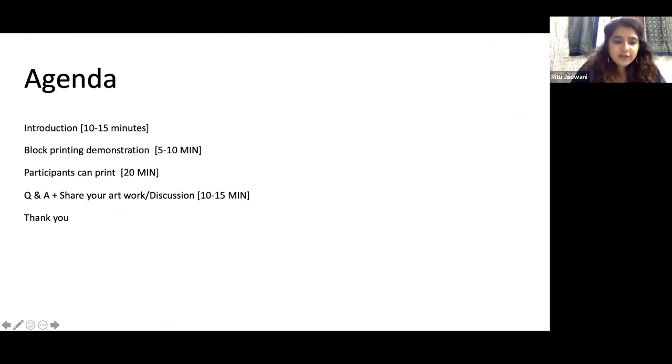On the agenda, we have about a 10 to 15 minute talk about the Ajrakh process, followed by a quick short demonstration for printing. After this, attendees are encouraged to print and create their piece of art. We will have some time for question and answers after the session and for attendees to share their artwork.